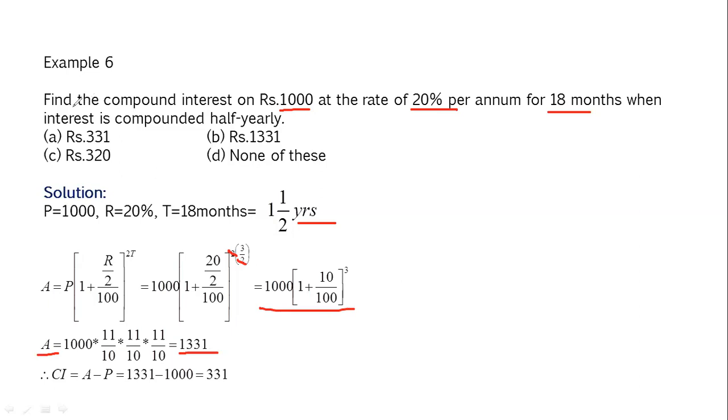Okay, but what have they asked? They have asked you to find the compound interest. What is amount? Amount is equal to P plus CI. So CI is equal to A minus P. 1331 minus 1000 is equal to 331. So what will be your answer? Your answer will be option A, rupees 331. Okay, so again, this was a problem based on the basic formulas.